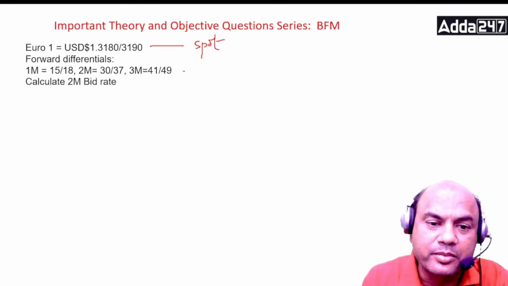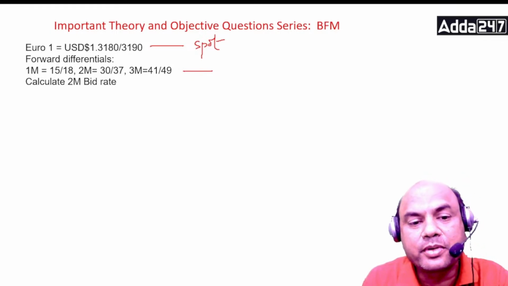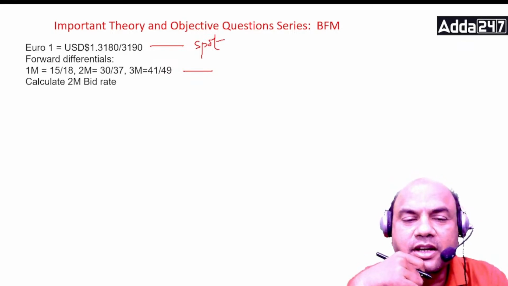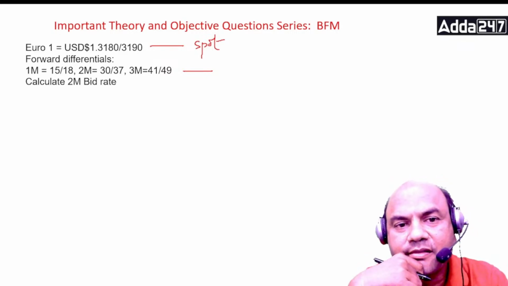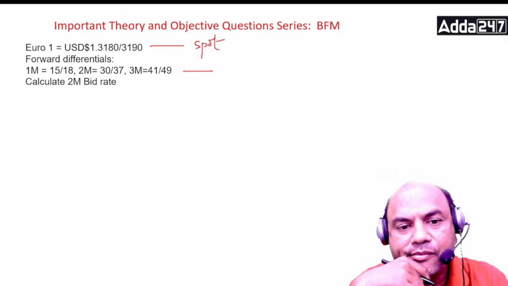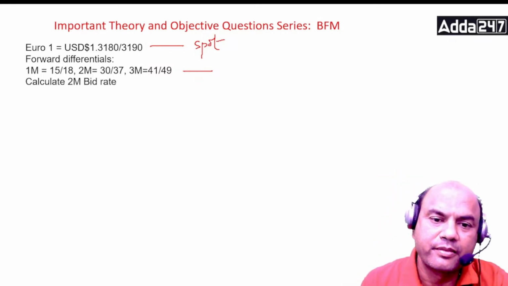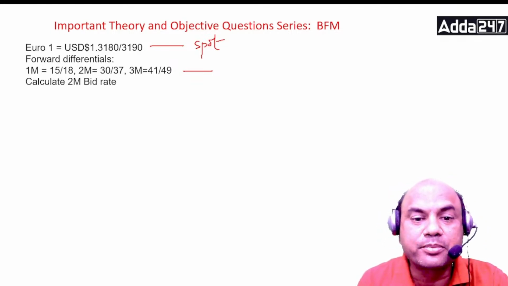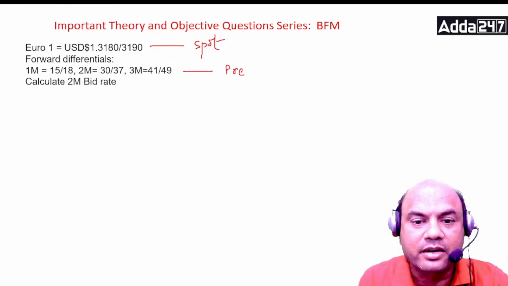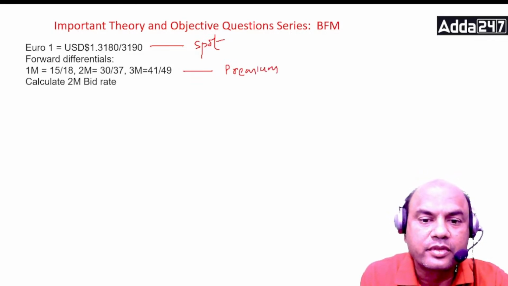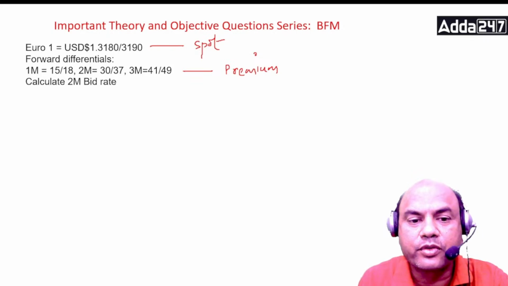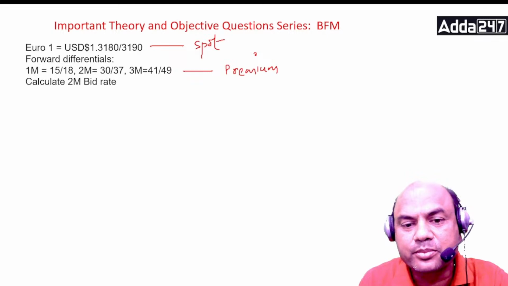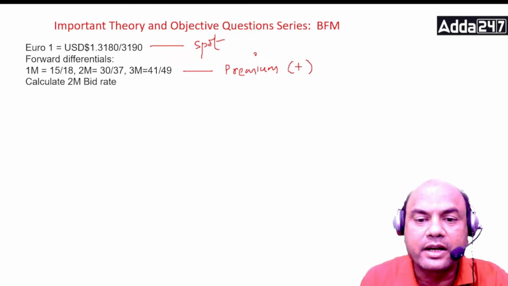Now can you tell me from this whether the currency is in premium or discount? Everyone, tell me in the comment section. The currency is in premium. Why? Because the right side is bigger. Kindly note, right side means offer, the offer side is bigger. Whenever you see this in premium, premium will always be added.